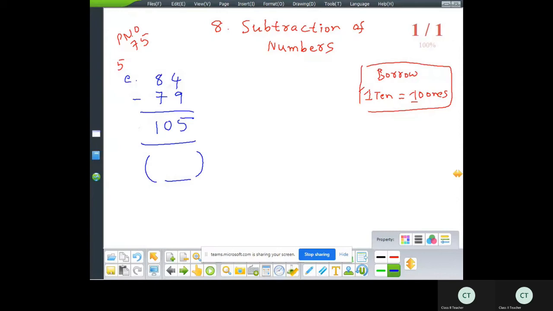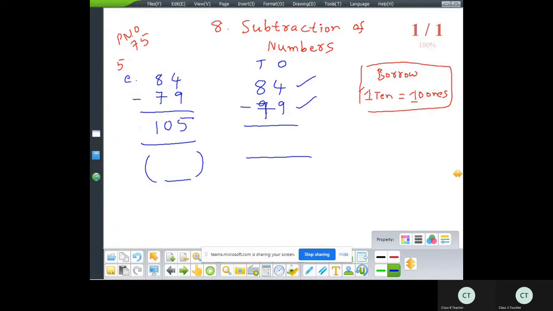84 minus 79. Your biggest number is 84. That is on top. 79 is the small number. That is in the bottom. Subtraction happens from the bigger number to the small number. We take the small number from the big number. The bigger number is in the top position, the small number is in the bottom. Now subtraction is possible. Now write the place values 1 and 10.